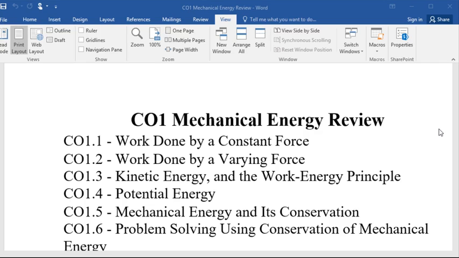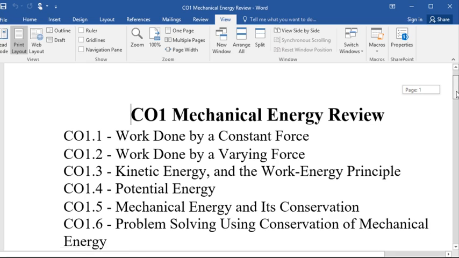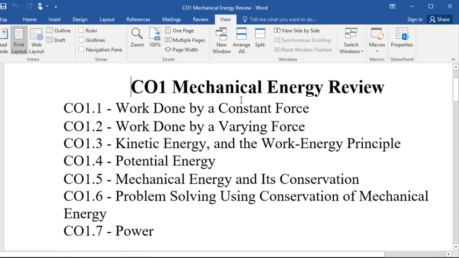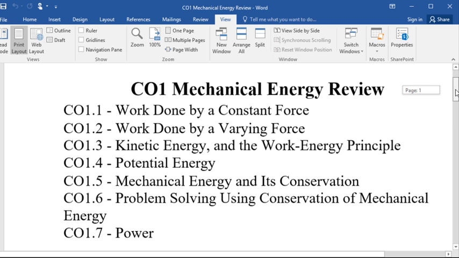This is the CO1 mechanical energy review. It's what you need to know for the upcoming exam. So of course the sections that we're looking at here, CO 1.1 through 1.7: work done by a constant force, work done by a varying force. We looked at kinetic energy and how that relates to work. We looked at potential energy, then relating 1.3 and 1.4 together for mechanical energy and its conservation, and then problems involving that. And then lastly, power.